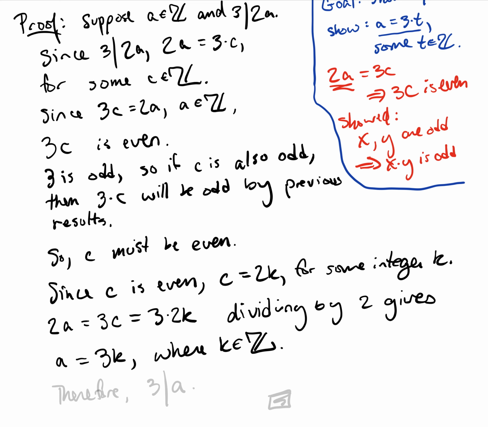And so what does that mean? That therefore 3 does divide a because a is equal to 3k, and that's exactly what we wanted to prove.